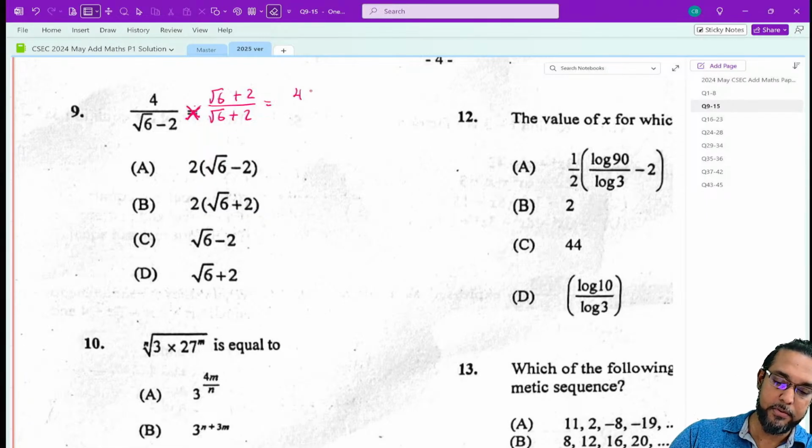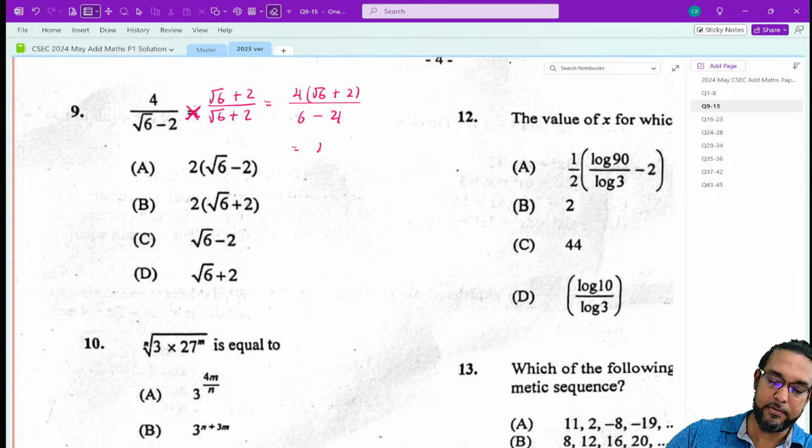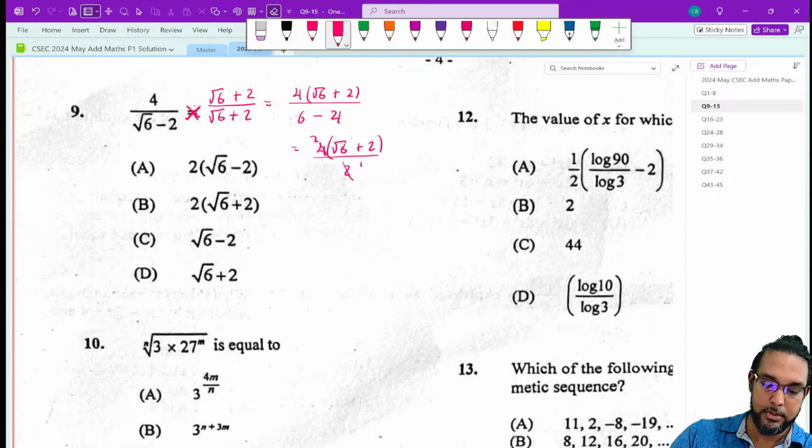So the numerator will be 4 by root 6 plus 2, all divided by root 6 squared minus 2 squared, which is 6 minus 4. Because root 6 by root 6 gives us 6, and minus 2 by plus 2 is minus 4. So that itself is 2. So we're going to have 4 by root 6 plus 2, all over 2, and then 2 will cancel with the 4, the coefficient of the numerator, giving us just 2 by root 6 plus 2. That's option B.